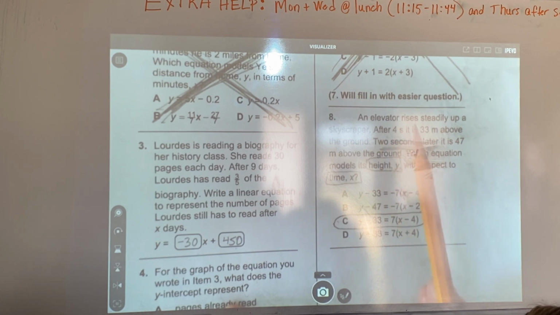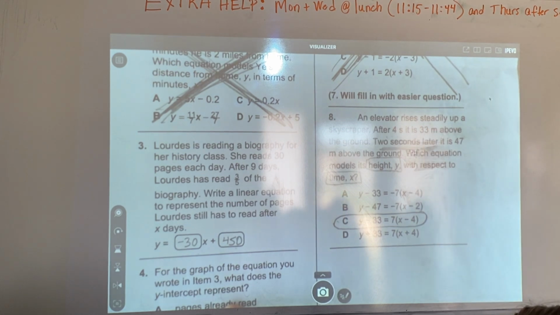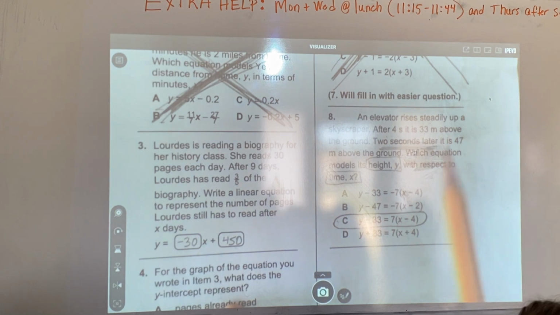An elevator rises steadily. Steadily rises. That sounds like a slope. What kind of slope? Positive. If something rises steadily, meaning at the same rate, like up 2 over 1, up 2 over 1, or up 3 over 5, up 3 over 5. If it's rising steadily, that's a positive slope up the skyscraper.